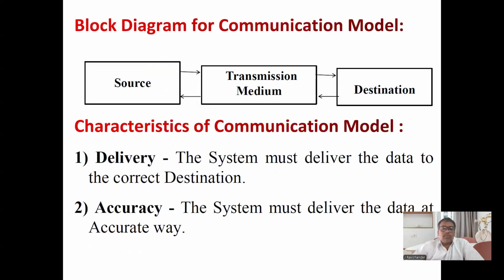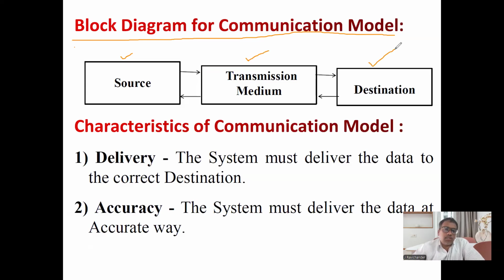Now, block diagram of a communication model. This is very important. In this block diagram of a communication model, we have 3 elements. One is source, second one transmission media, third one destination.